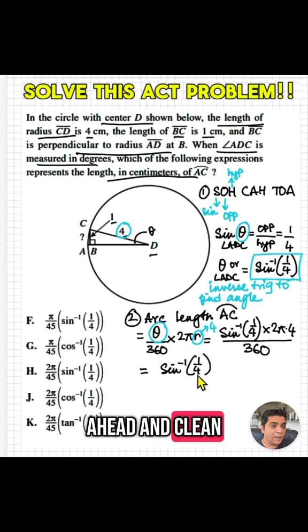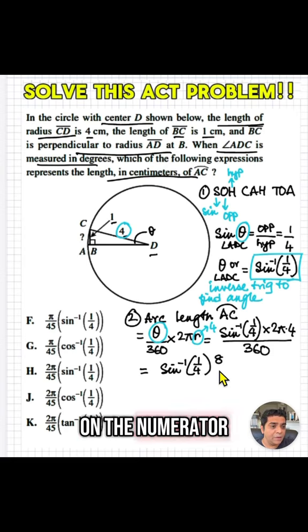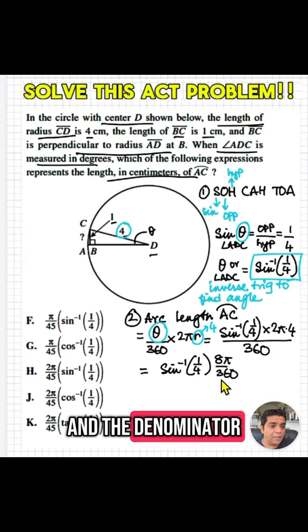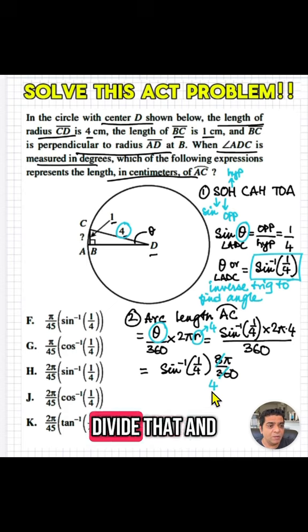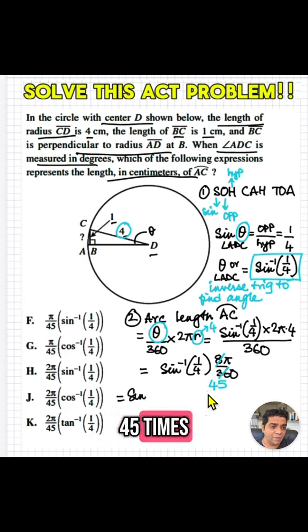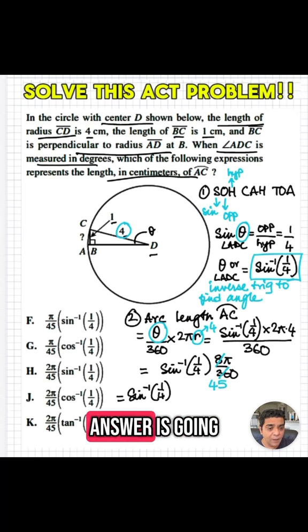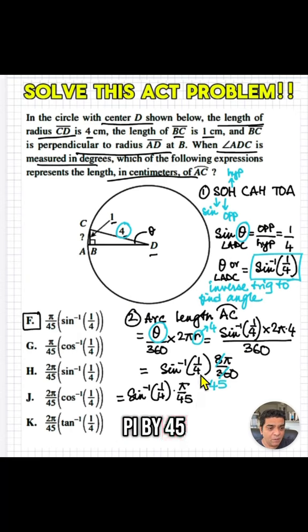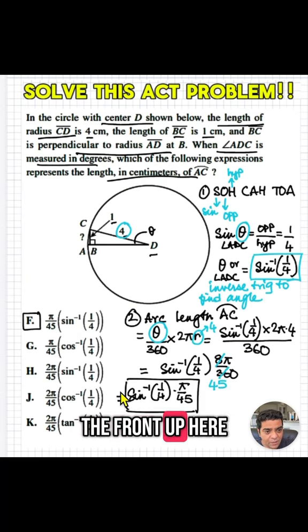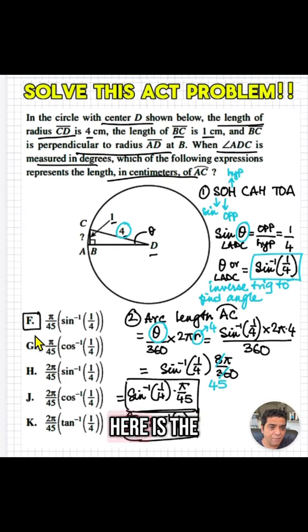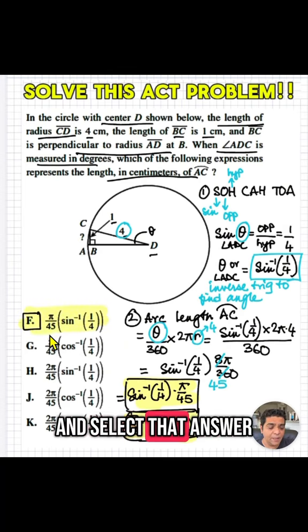So let's go ahead and clean that up a little. So we have on the numerator 8 pi, and in the denominator we have 360. So I go divide that, and I get 8 goes into 360 45 times. So my final answer is going to be sine inverse 1/4 times pi over 45, or I can take this and put this in the front up here. Pi over 45 times sine inverse 1/4, which is represented by choice F here, is the correct answer. So we'll go ahead and select that answer.